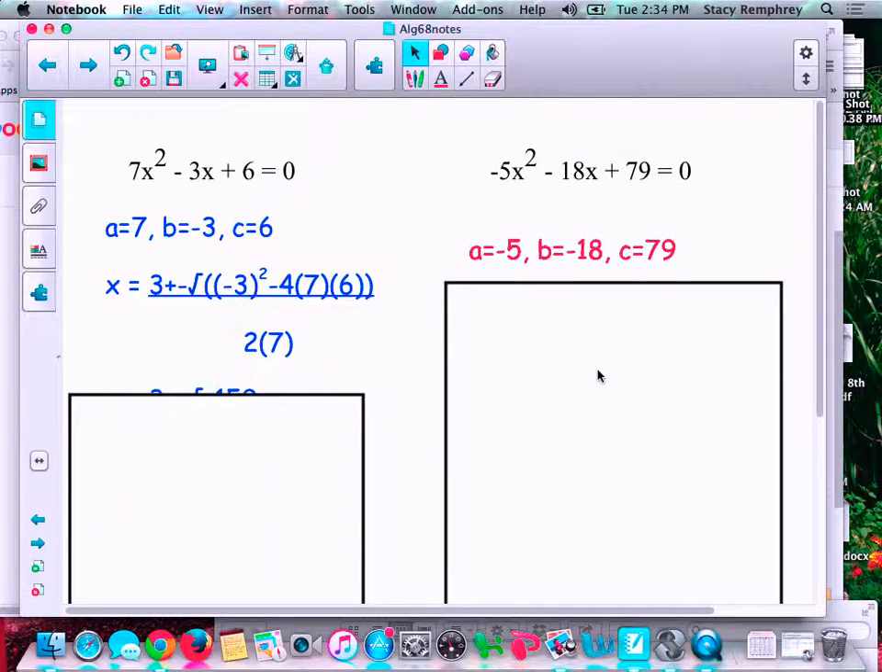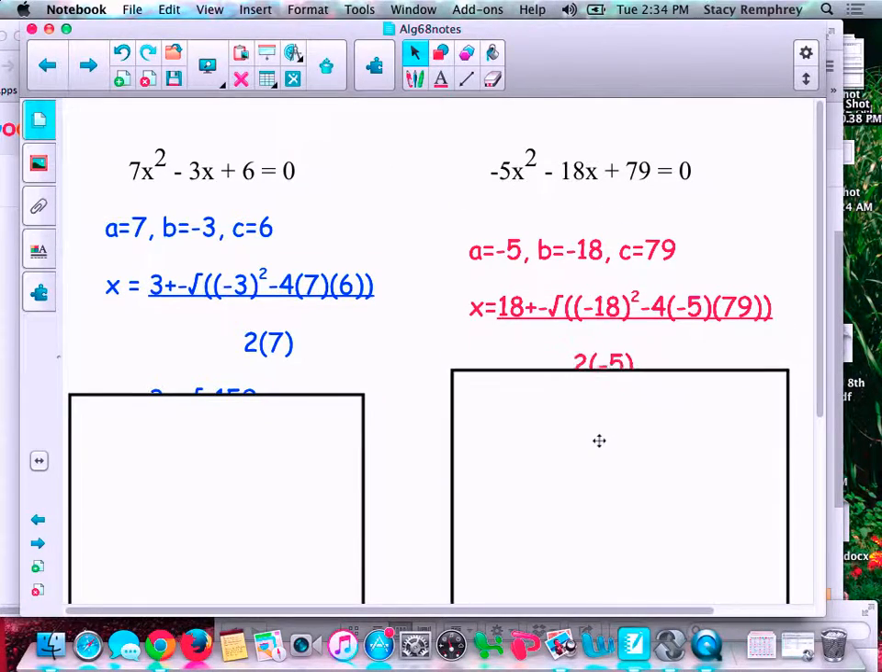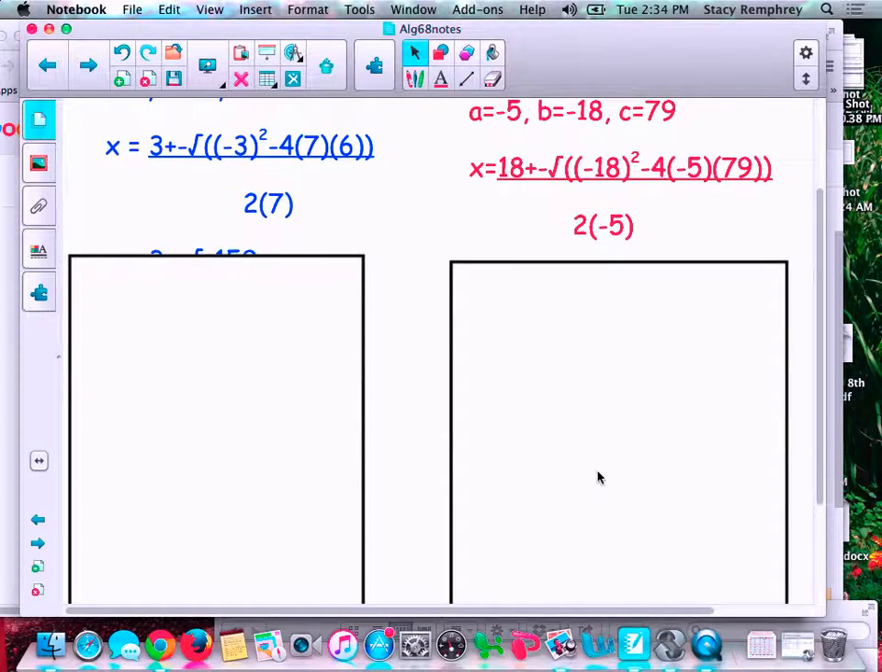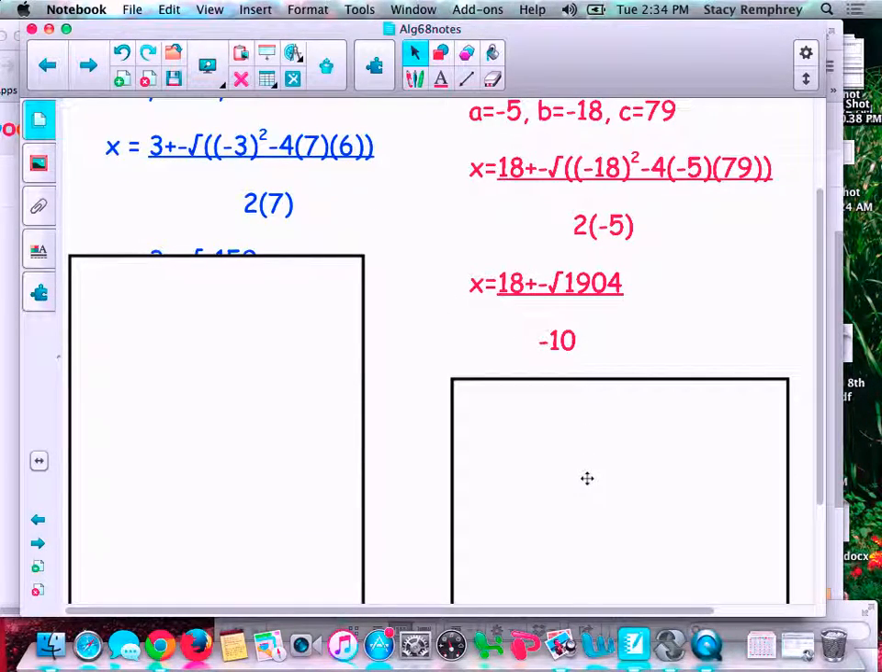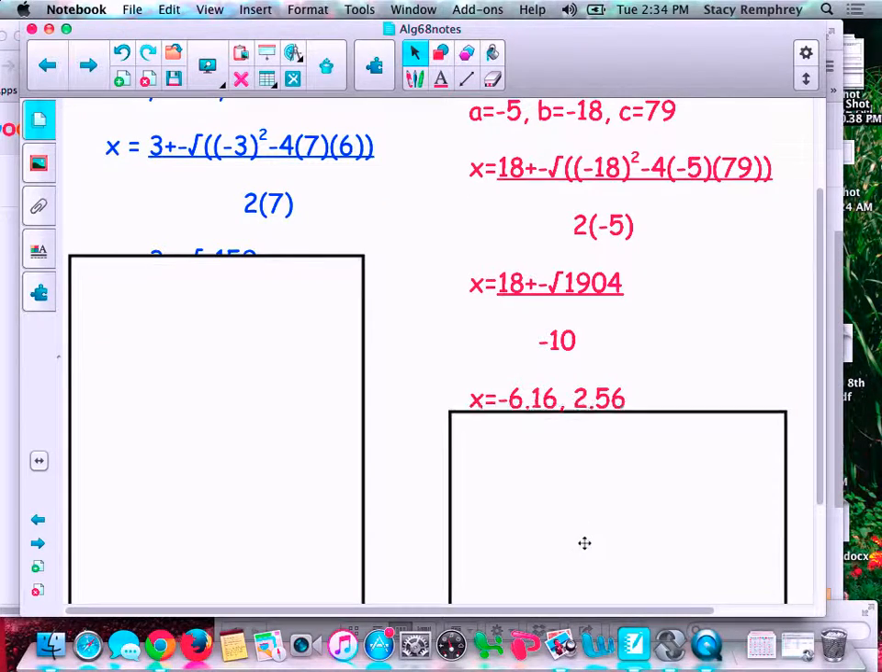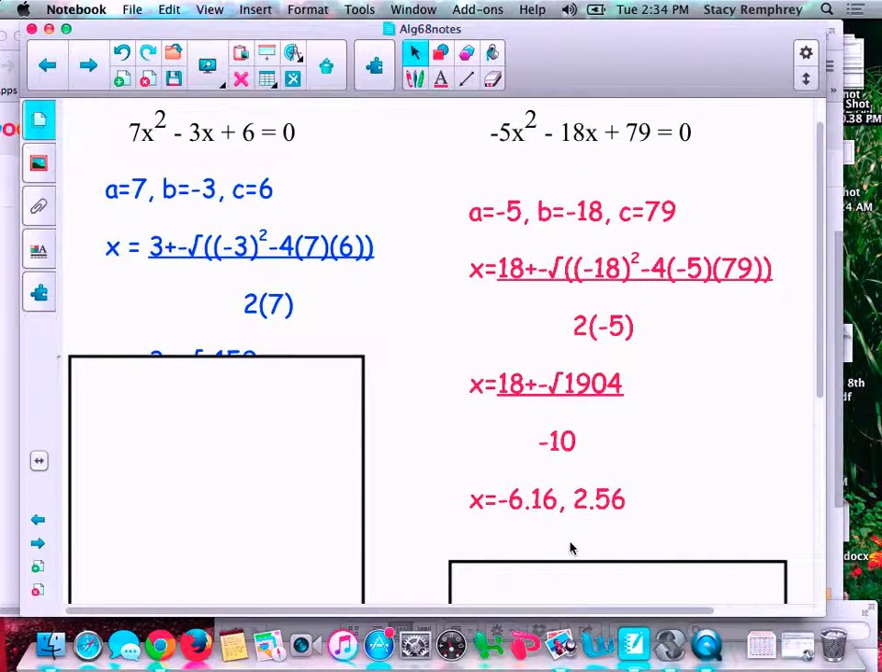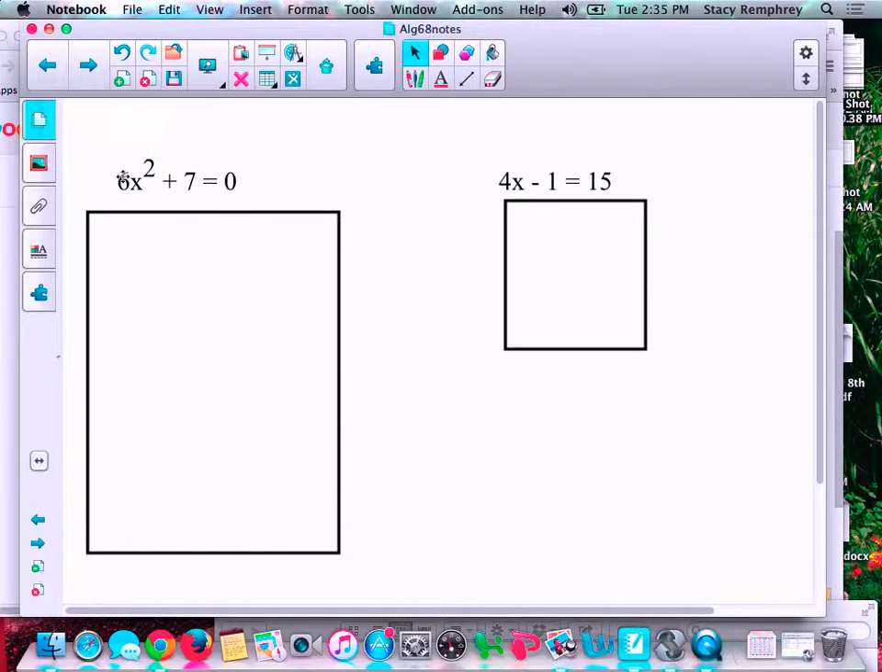Over here it's very similar, so I'm hoping that you're trying these before listening to my explanation. If you haven't, try this one on your own. So this is your a, your b, and your c. Plug them into the formula. Use your calculator. And you get your answers here. You can check them on Desmos too. We looked at that in class, so if you'd like to see that, please come see me and I can show you how you can use the graphing to check it too.